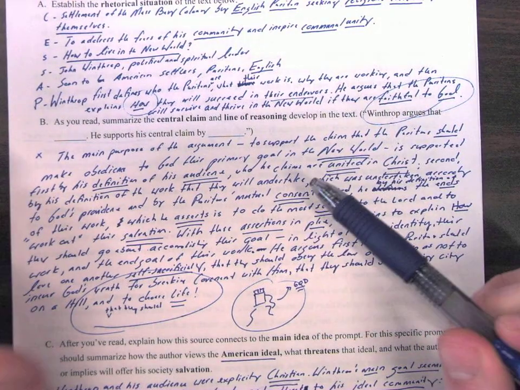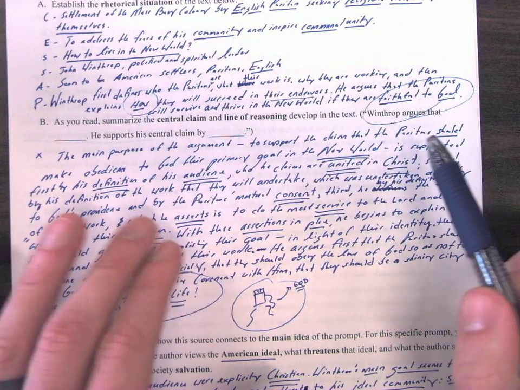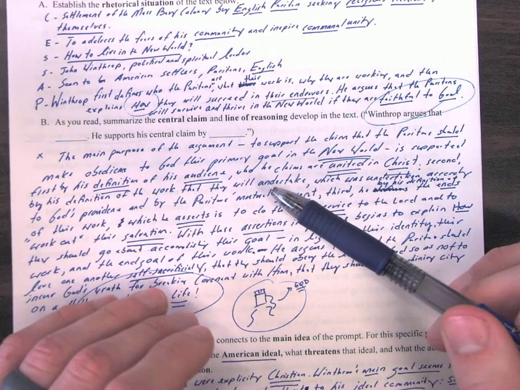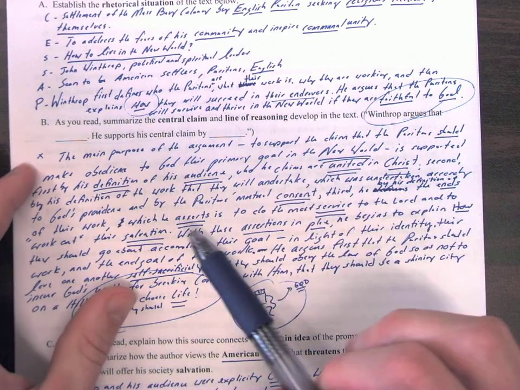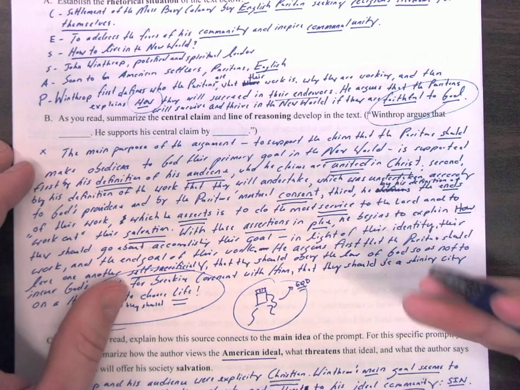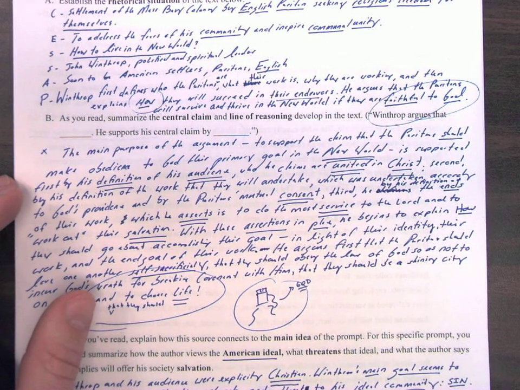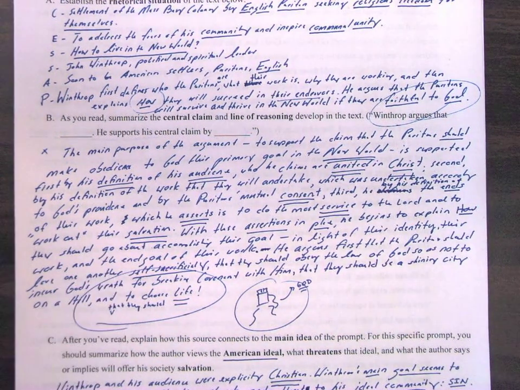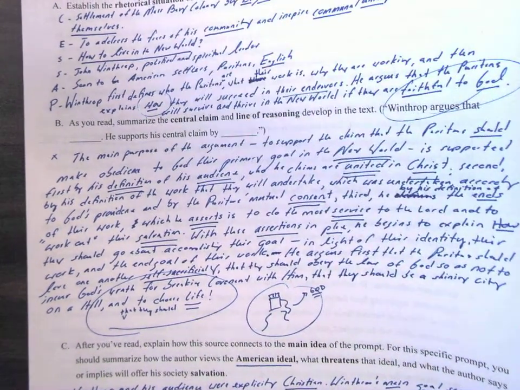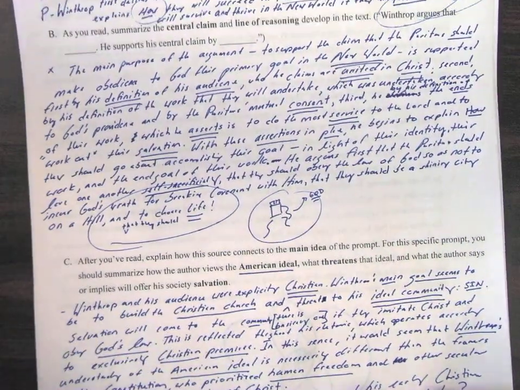Winthrop argues that the Puritans should make obedience to God their primary goal in the New World. He supports his claim by arguing that first, the audience is Christian. Second, that, and we could go through that using that structure if we wanted to, and you can absolutely do that. But more important than that is beginning to consider our final question here.